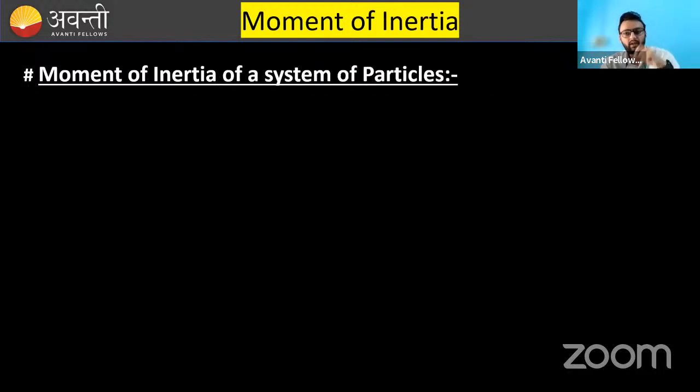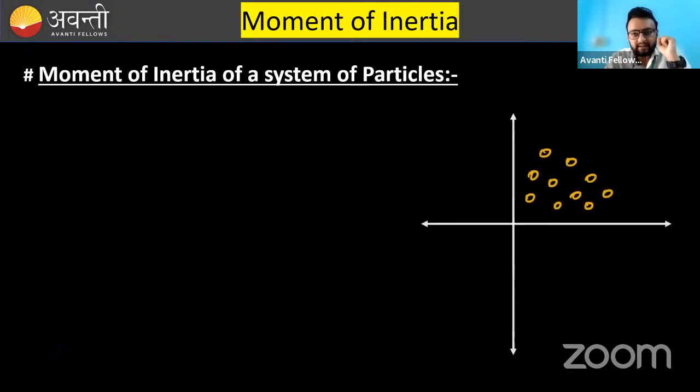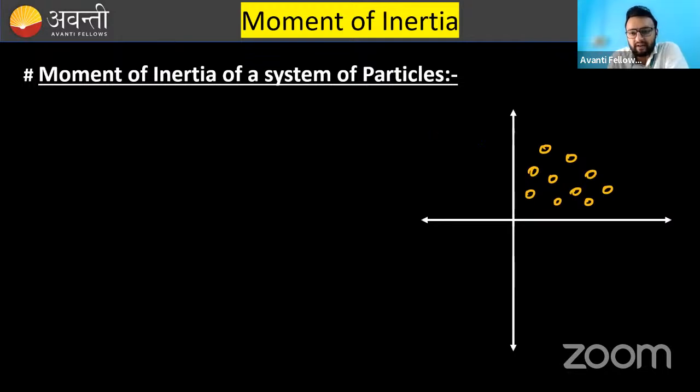Now we are going to describe the moment of inertia in more detail here in this slide. We are describing moment of inertia of a system of particles. Let's consider a system of particles like that. This is our x and y axis, and these are the various particles. You can name them first particle, second particle, third, nth particle.